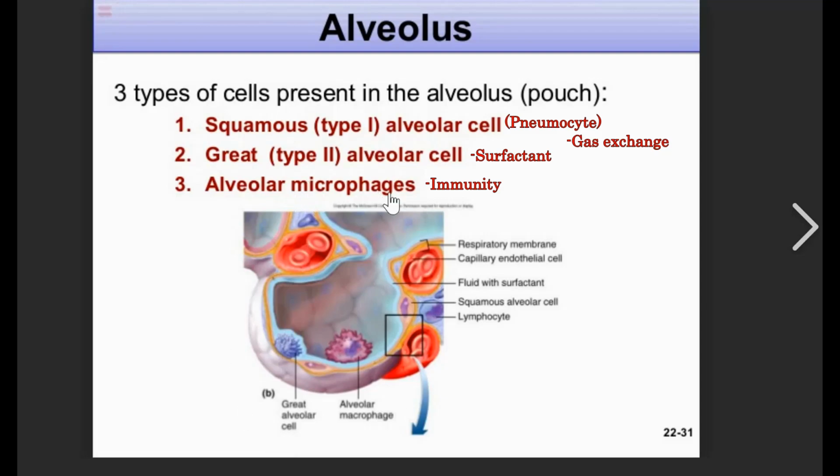Third is alveolar macrophages. Alveolar macrophages help in the immune system. When a foreign substance or foreign particle is inhaled into the alveoli, these macrophages ingest this foreign particle and help in immunity. So these are the three types of alveolar cells.